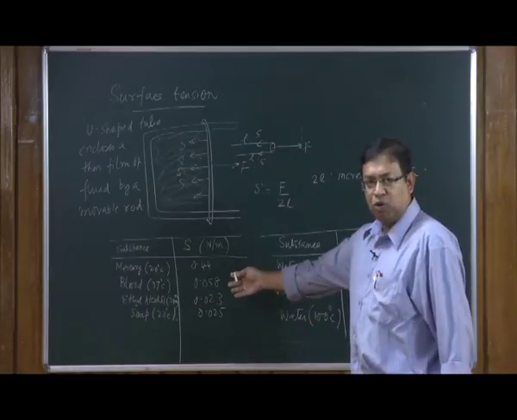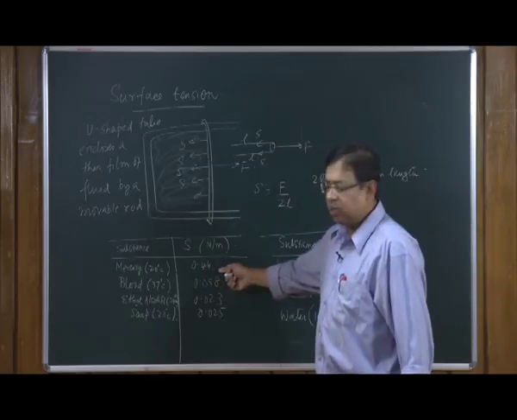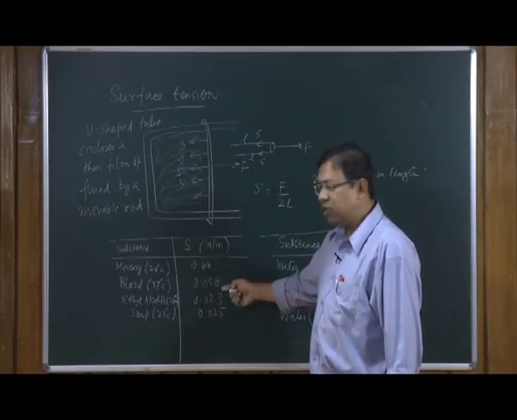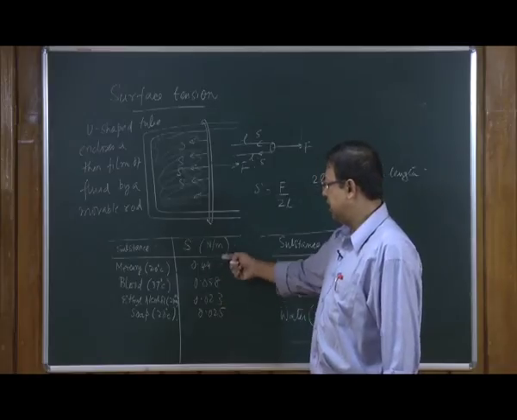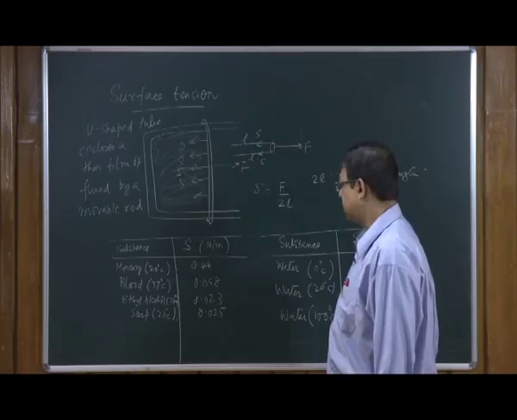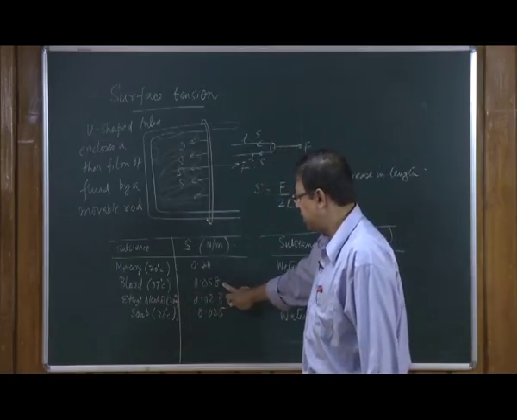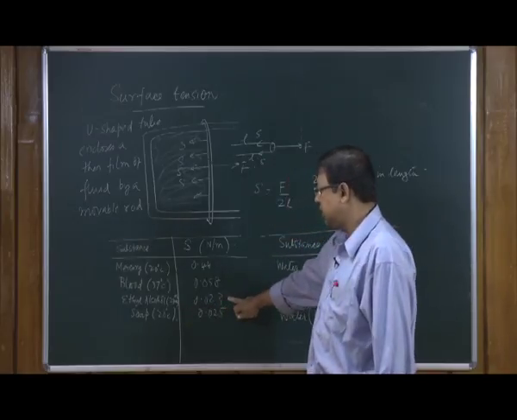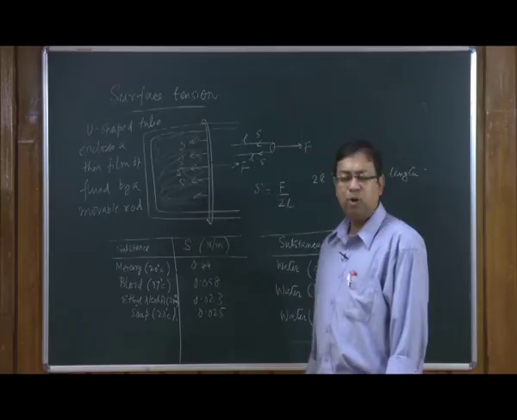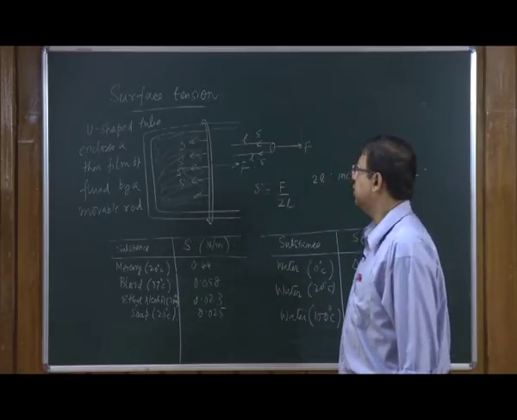I just give you one more view of this. Mercury at 20 degree centigrade is 0.44, which is at least something like 1 order of magnitude more than the other substances that we have considered. Blood at 37 degree centigrade is 0.058, ethyl alcohol at 20 degree centigrade is 0.023, and soap at 20 degree centigrade is 0.025, and the values for water are given here.